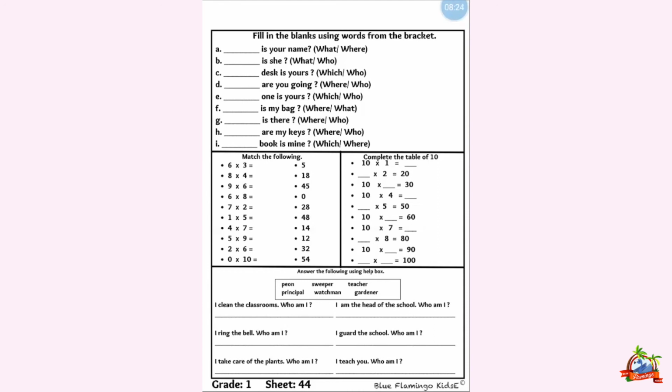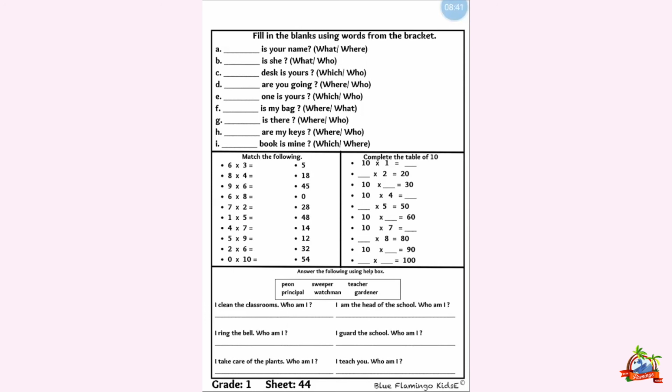Now, to the next question. Complete the table of 10. 10 की table complete करनी है and I hope you can do this. 10 1s are 10, 10 2s are 20, 10 3s are 30 and so on. Now, let us move to our last section of the sheet, EVS.